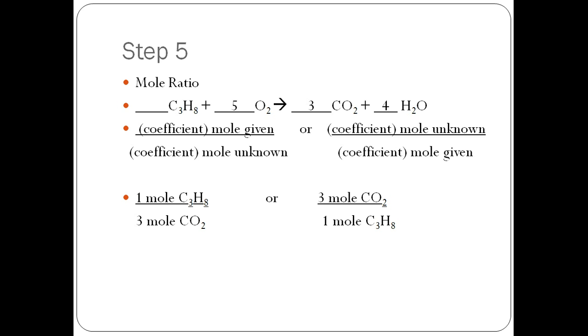Okay. In our situation, 1 mole of C3H8, which is right here, and we got that 1 mole because of the imaginary 1 right here, and then the 3 moles of CO2. Okay. And then of course we get the reciprocal when we set up our problem, and the one we're going to use is the one on the right side.